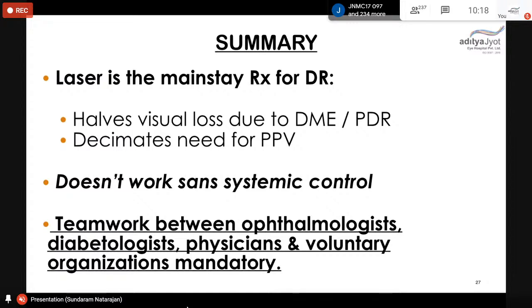So we need a teamwork between eye doctors, diabetologist, physician, and also voluntary organization. That means the diet, nutrition, and control, spirituality, yoga, whatever. I think all that is mandatory.